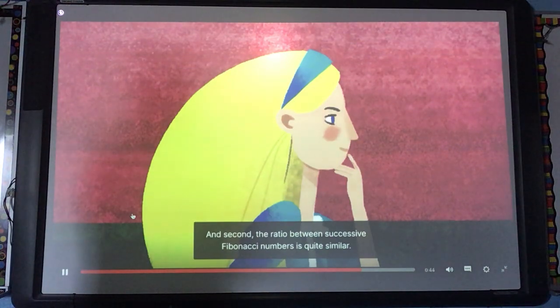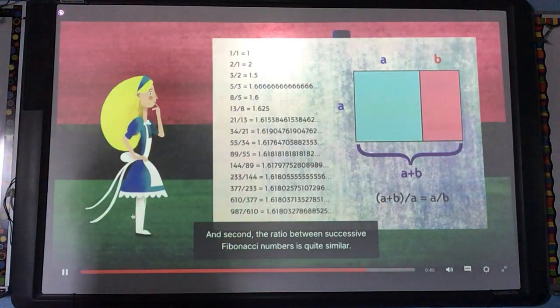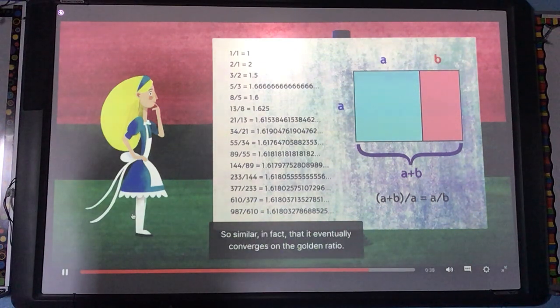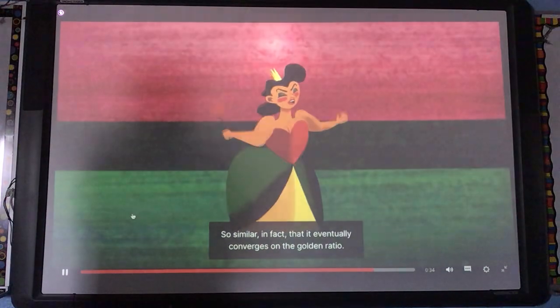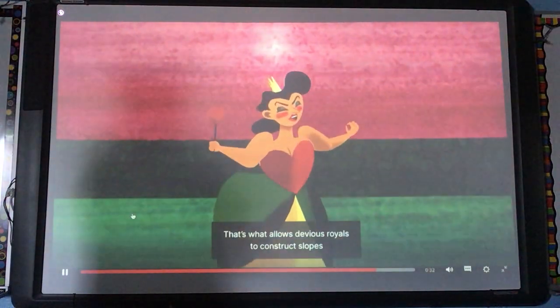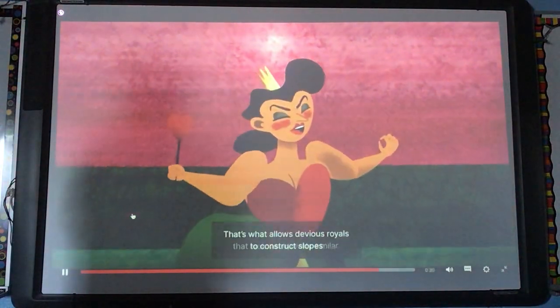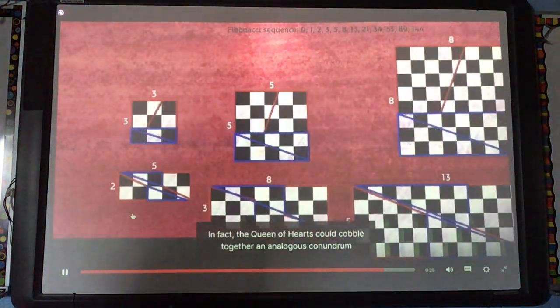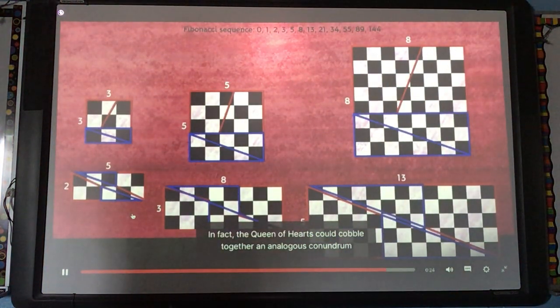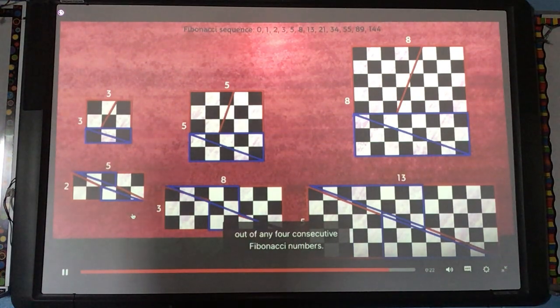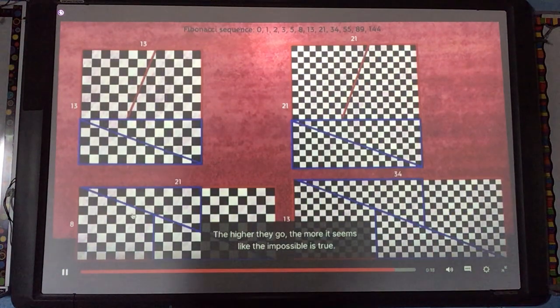And second, the ratio between successive Fibonacci numbers is quite similar. So similar, in fact, that it eventually converges on the golden ratio. That's what allows devious royals to construct slopes that look deceptively similar. In fact, the Queen of Hearts could cobble together an analogous conundrum out of any 4 consecutive Fibonacci numbers. The higher they go, the more it seems like the impossible is true.